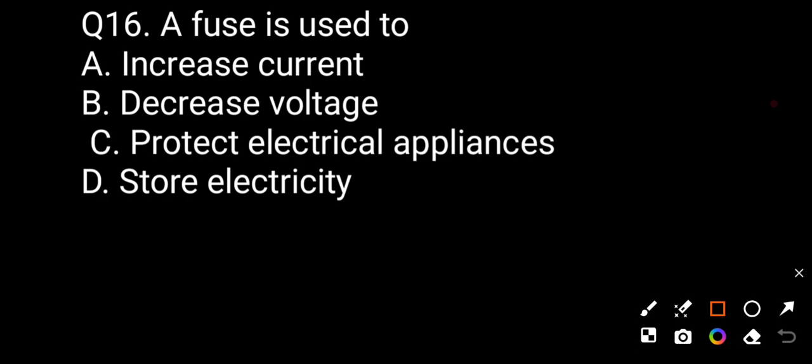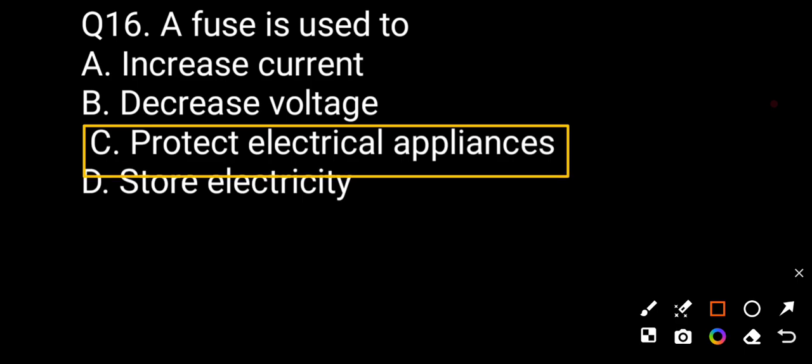Question number 16. A fuse is used to option A increase current, option B decrease voltage, option C protect electric appliances, option D store the electricity. Correct answer is protect electric appliances. So option C is correct.